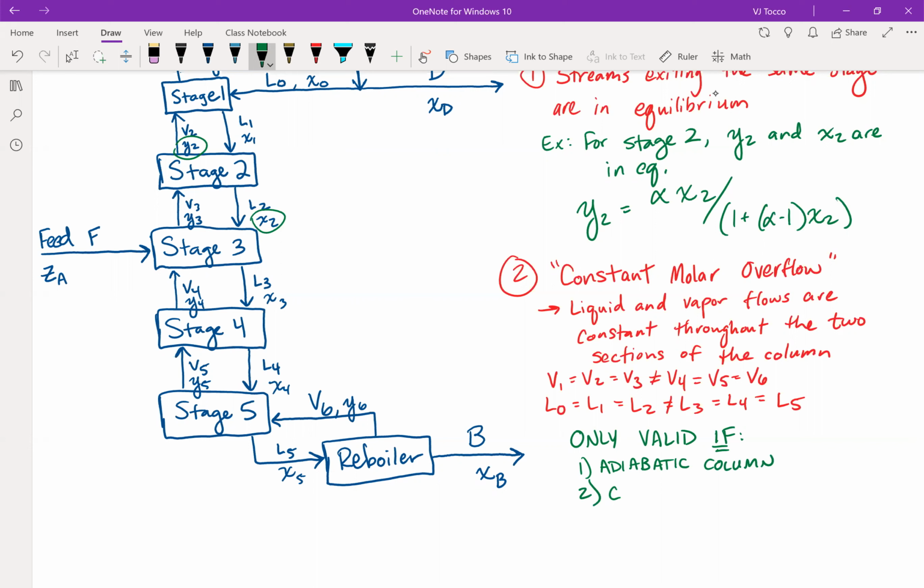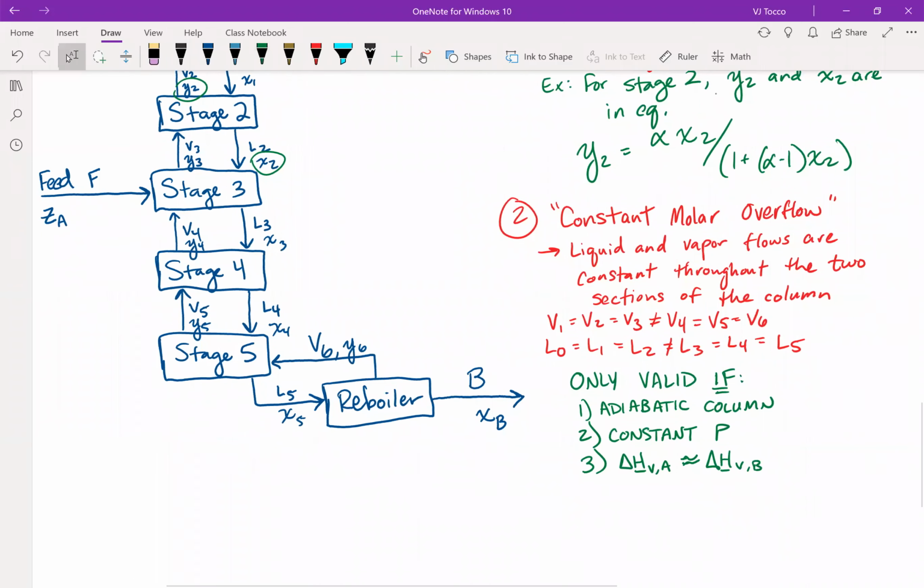Second assumption is that of constant pressure. Third assumption is that the enthalpies of vaporization of the components are approximately equal. So delta H_V for component A is approximately equal to delta H_V for B. So heats of vaporization must be roughly equal. And finally, the enthalpic contributions from a temperature change must be small compared to the enthalpy of vaporization.